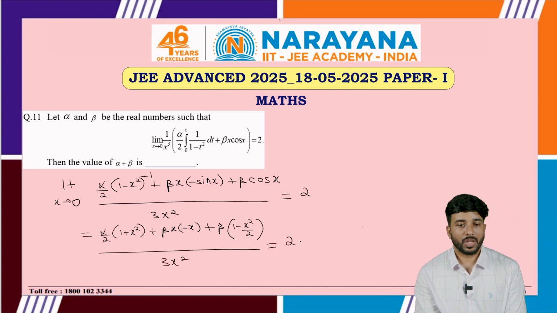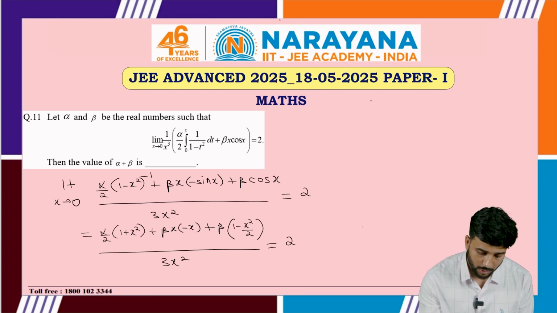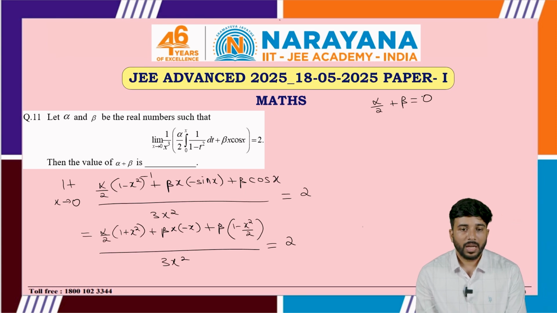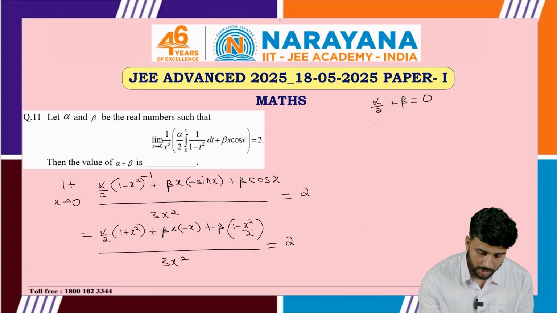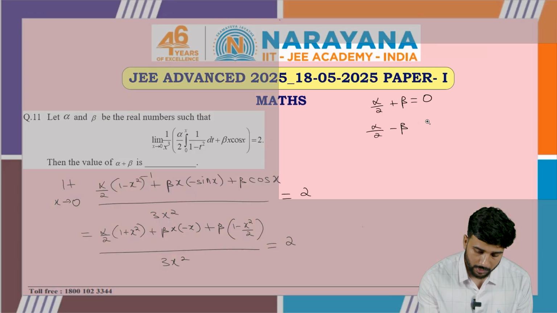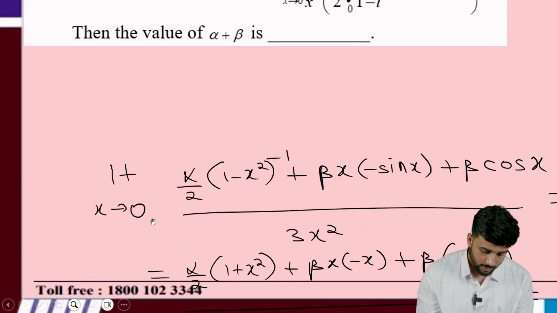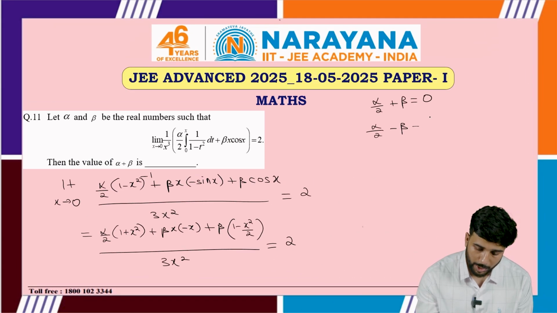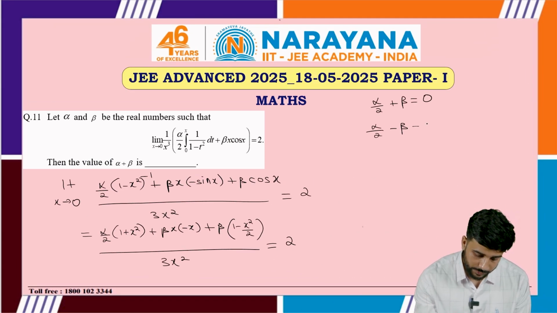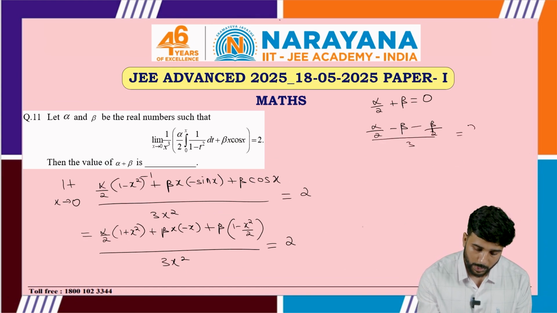So here the constant should get cancelled. So what is the condition? What is the constant here? Alpha by 2 plus beta. This must be equal to 0. And coefficient of x square by coefficient of x square must be equal to 2. So what is the coefficient of x square? Alpha by 2 minus beta minus beta by 2, by 3, is equal to 2, I'll get.